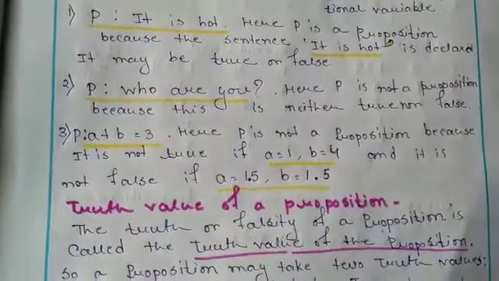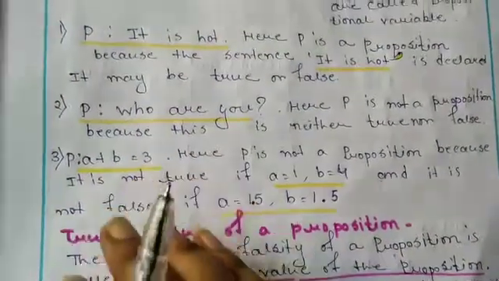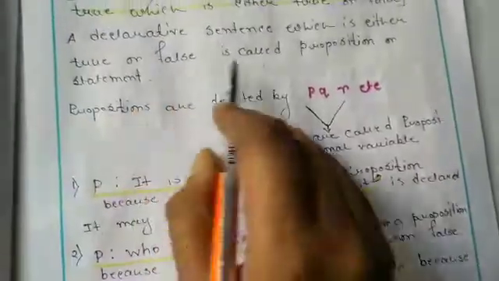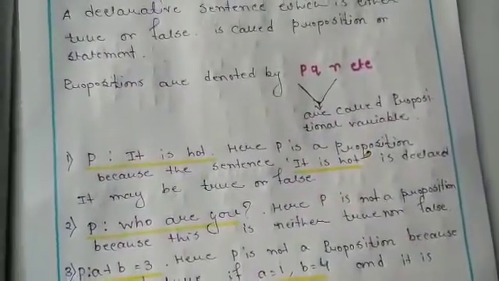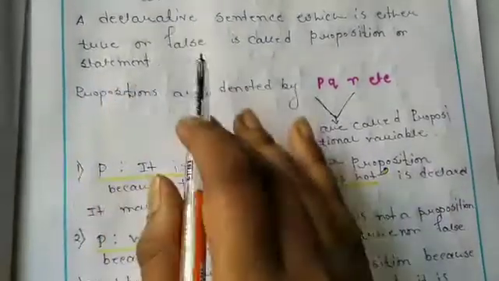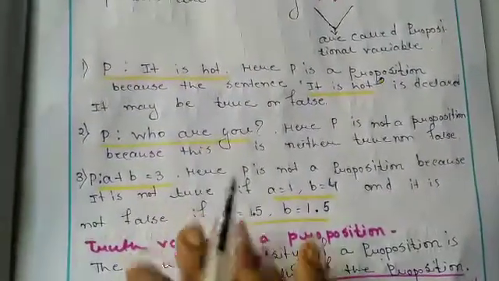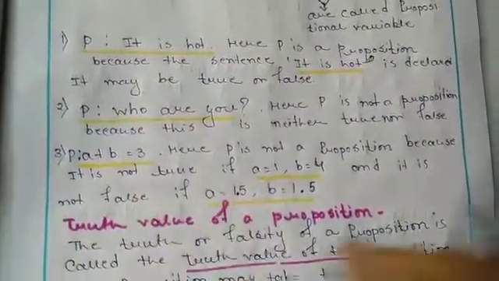It has two truth values, true and false. In our definition, a proposition should have either true or false. So this statement has both truth values, so it is not a proposition.